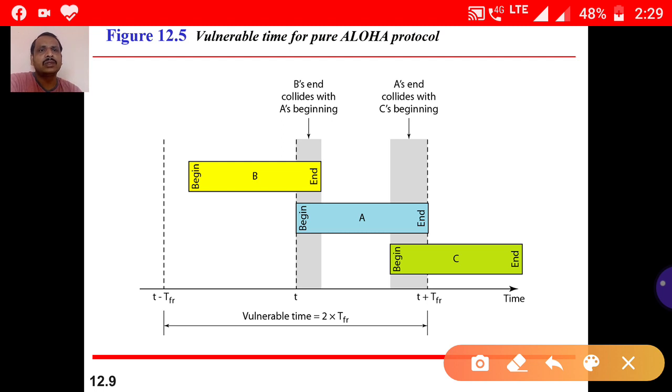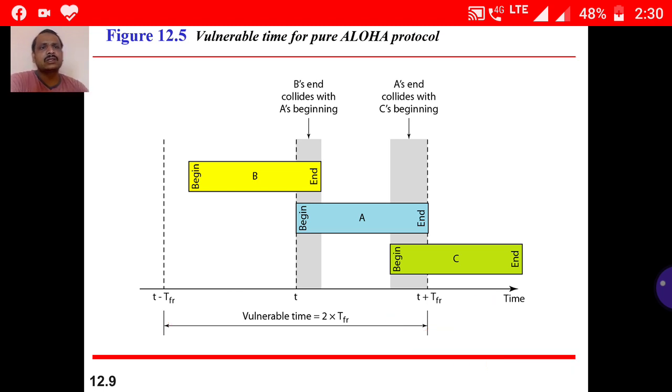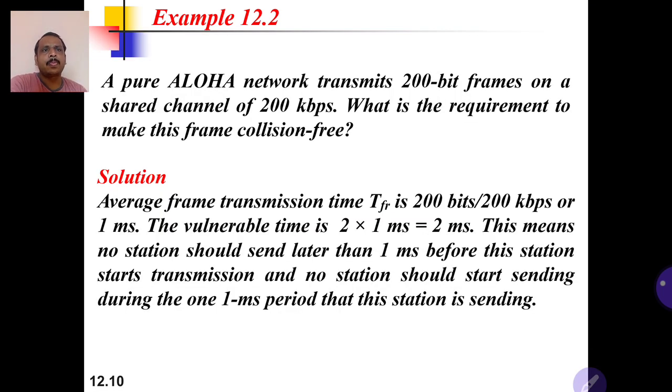Then we are going to see that whatever the time is there, from here to here, that is the vulnerable time. It is twice the frame transmission period. This amount of time is required to tell each and every station that there may be a collision, so we are going to call it the vulnerable time. Next we'll see the throughput of the system.